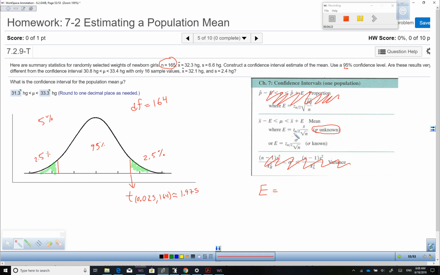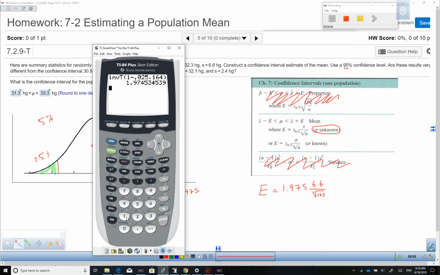Now let's find the margin of error. The margin of error is found by using that critical value multiplying the quotient of the sample standard deviation, which is 6.6, divided by the square root of the sample size, which is 165. So we type that on the calculator: 1.975 times 6.6, all divided by the square root of 165. That's how we obtain the margin of error. Let me round this to the second decimal place, 1.01.